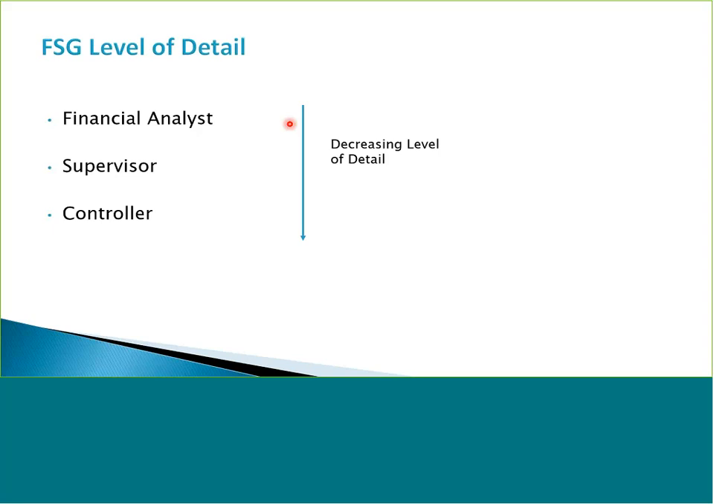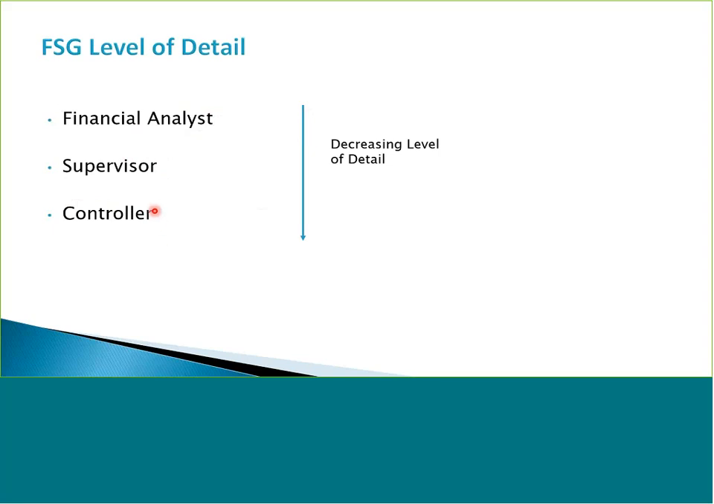Now, these levels of detail are arranged in decreasing level of detail. So financial analyst is the highest level of detail. Financial analyst will see everything. Supervisor level of detail will see everything that's designated supervisor and everything that's designated controller. Controller will only see what is designated as controller level of detail.